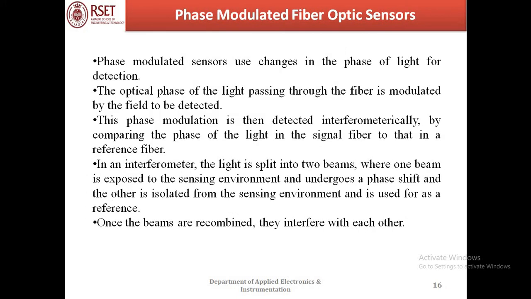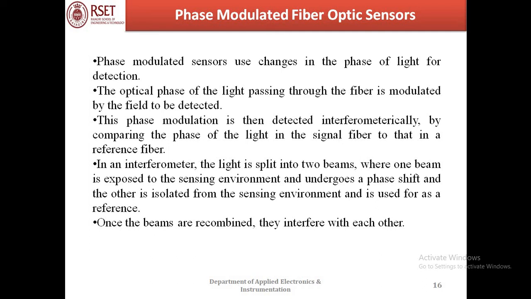Next is phase modulator fiber optic sensor. Phase modulator sensors use changes in the phase of light for detection. The optical phase of the light passing through the fiber is modulated by the field to be detected. This phase modulation is then detected interferometrically by comparing the phase of the light in the signal fiber to that in the reference fiber.